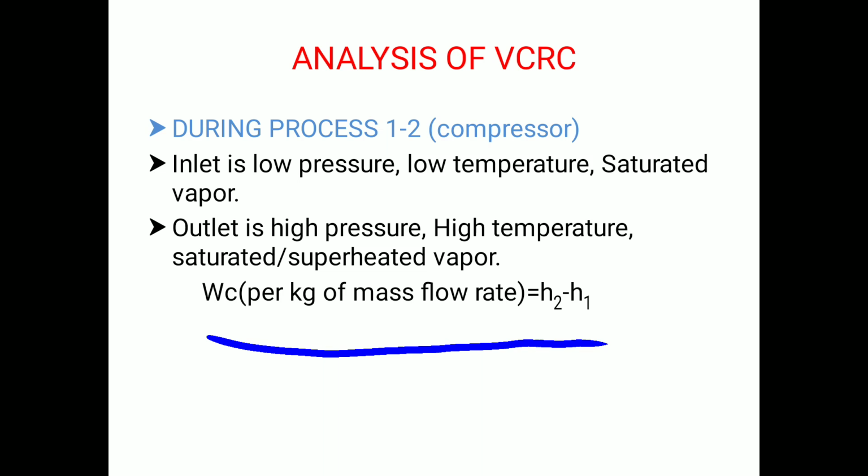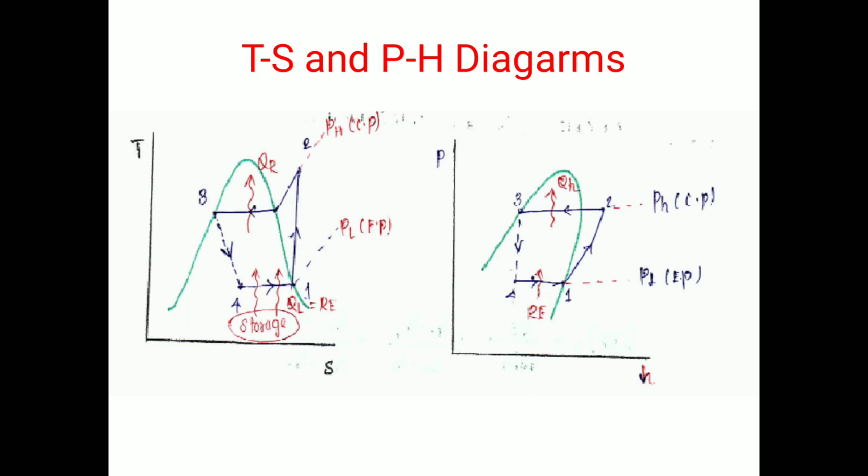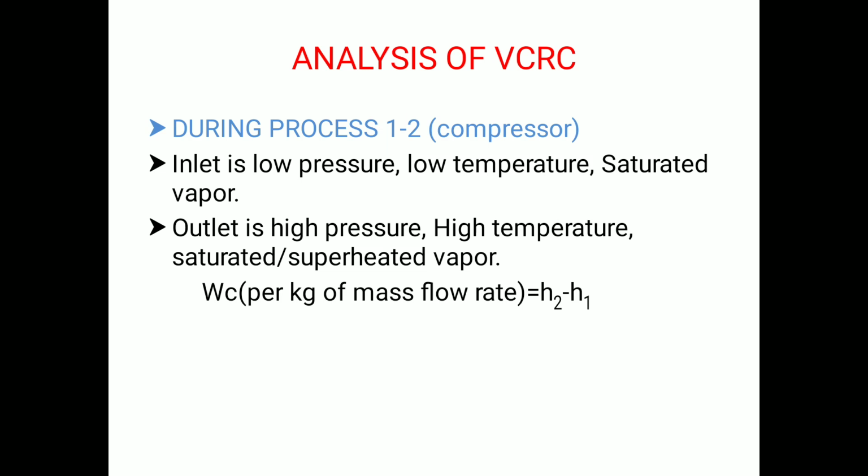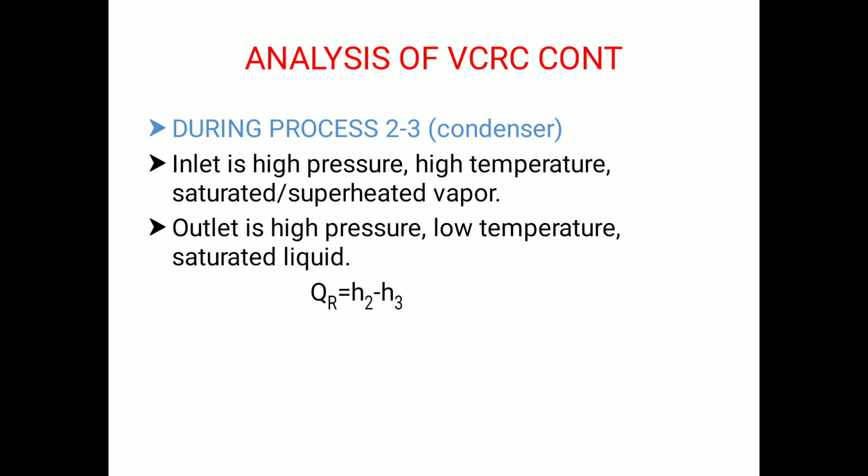It states that if you are able to calculate enthalpy at these 2 points, that is point 2 and point 1, you can find how much input is required for the compressor to compress the refrigerant from stage 1 to stage 2. So these are all the things happening in process 1 to 2 in the compressor. Let's go to the next process, that is process 2 to 3.